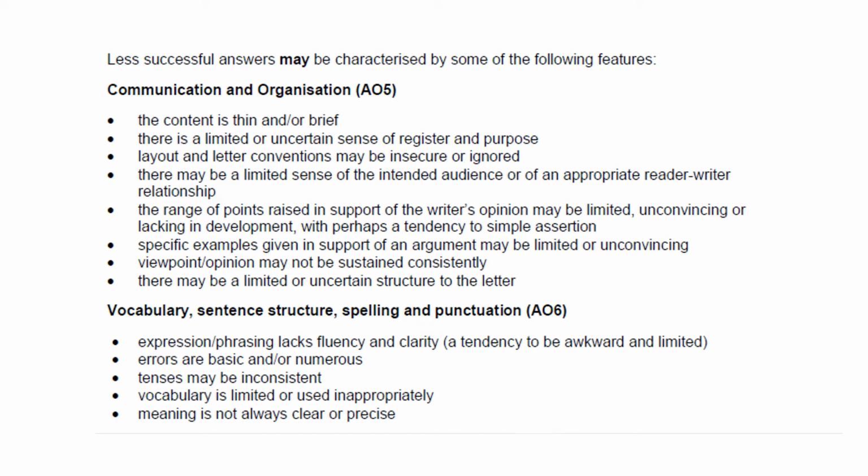And then for AO6, or vocab, sentence structure, spelling and punctuation, you can see expression and phrasing lacks fluency or clarity. In other words, we're unsure quite what you're trying to say in your speech. Errors are basic and/or numerous, and that might be where your spelling errors come in. Tenses may be inconsistent. Vocab is limited or used inappropriately. That's where inappropriate language counts as any kind of swearing or anything like that in your response, which means you've limited or made your answer less successful.